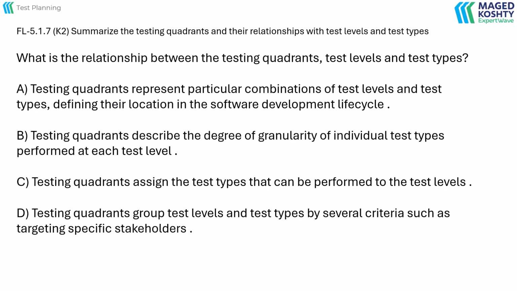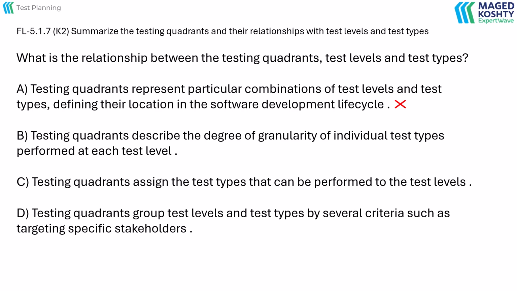Third question. What is the relationship between the testing quadrants, test levels, and test types? A. Testing quadrants represent particular combinations of test levels and test types, defining their location in the software development life cycle. This is not correct. Testing quadrants do not represent any combinations of test levels and test types, and they are not related to any location within a software development life cycle.